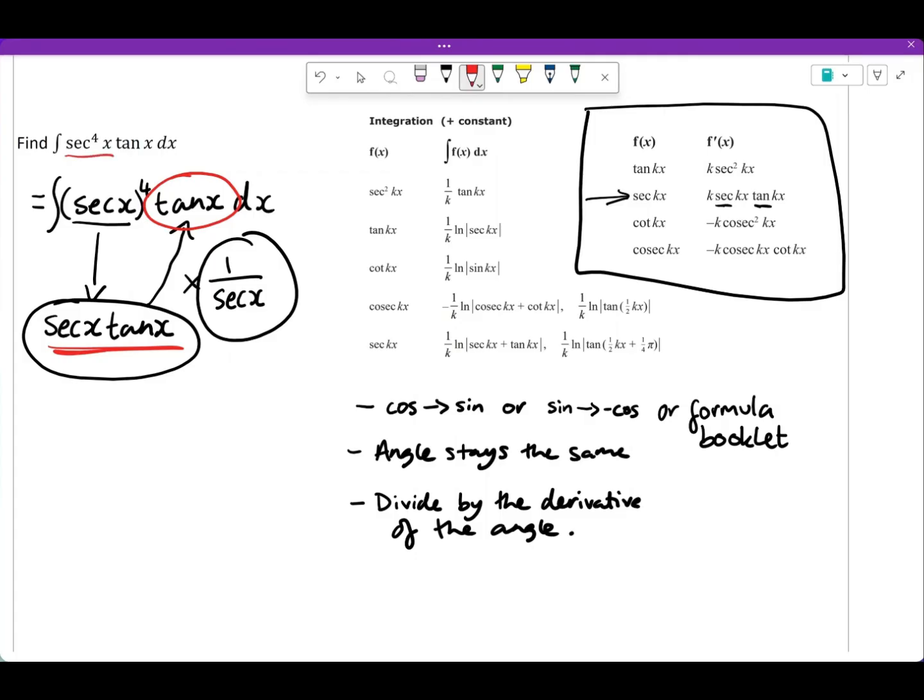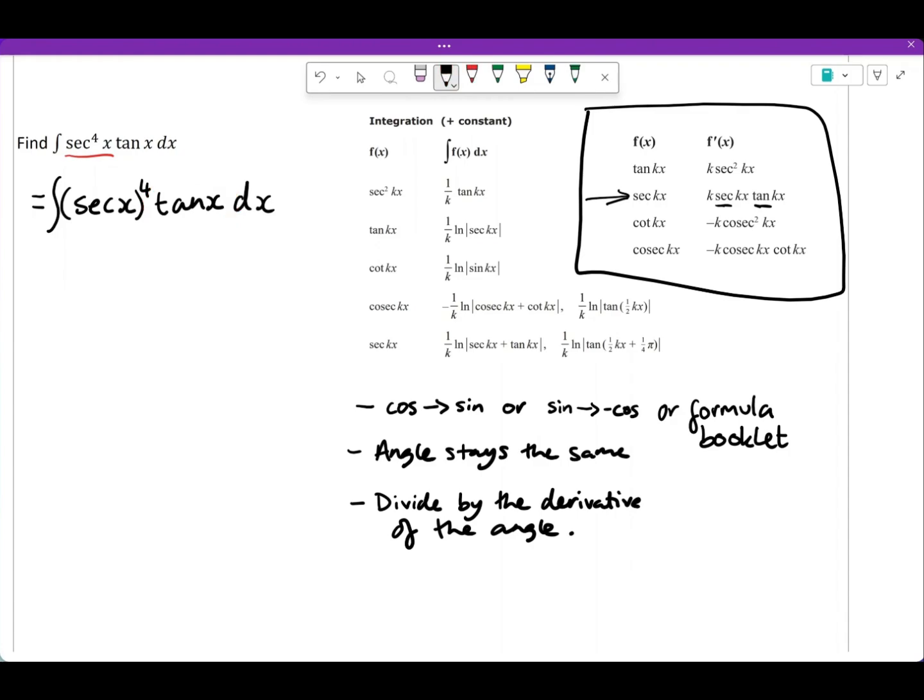So let's rewrite the integral again. So what I'm going to write is my integral symbol, and then I'm going to write sec x, but I'm going to raise it to the power of 3, because I'm going to pull out a factor of sec x, which I'm going to write outside the bracket like this, and then tan x, and then with respect to x.